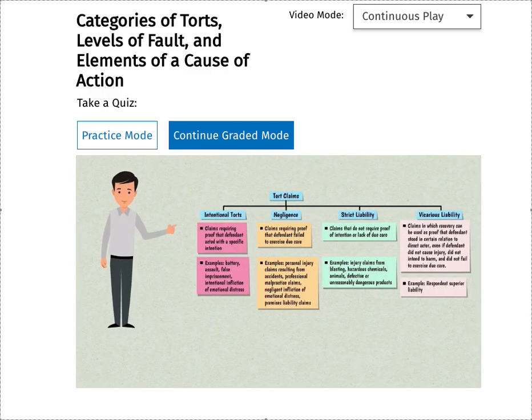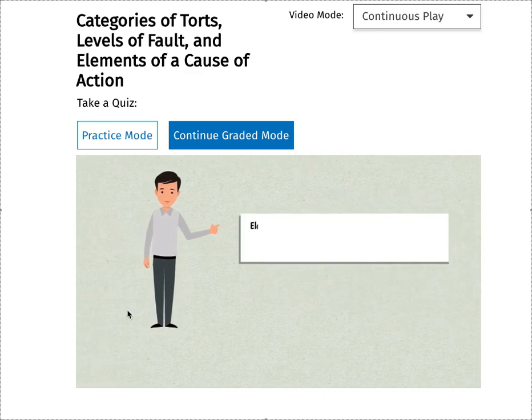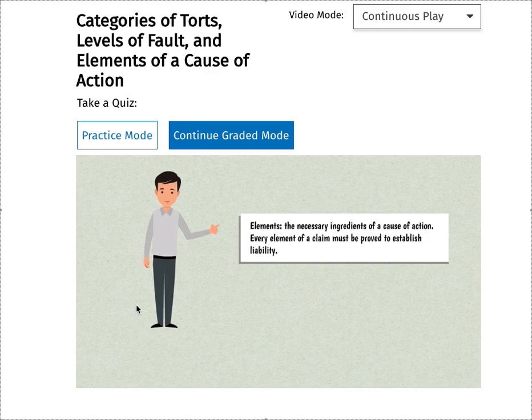I have alluded to intent as an element of an intentional torts claim and breach of duty as an element of a negligence claim. Let's take a step back and review what is meant by the elements of a claim. The elements of a cause of action are the necessary factual ingredients of a claim. The plaintiff is required to prove each element of a claim in order to establish liability.